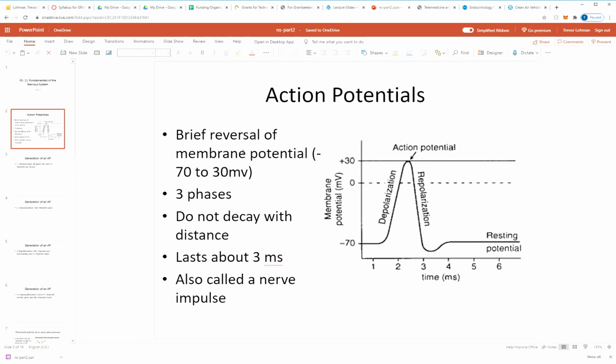So an action potential is a brief reversal of membrane potential. So remember, rest is negative 70. The peak of an action potential is actually 30. So that's a 100 millivolt difference from negative 70 to 30. So that's a big move. It's a brief but big reversal of membrane potential.